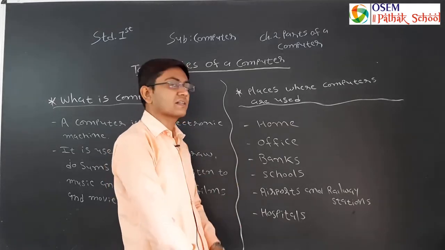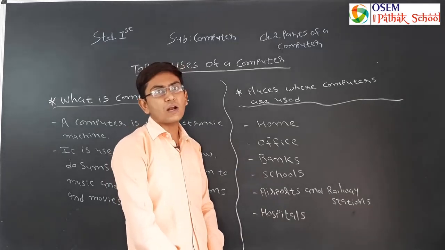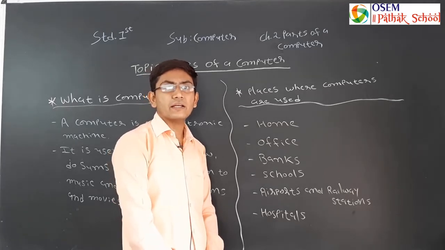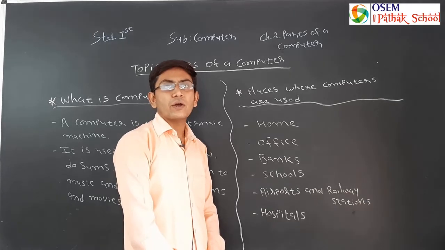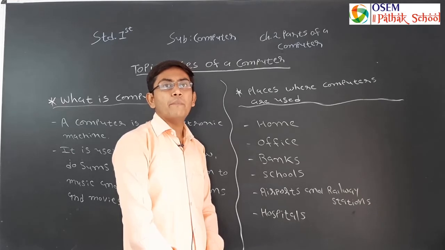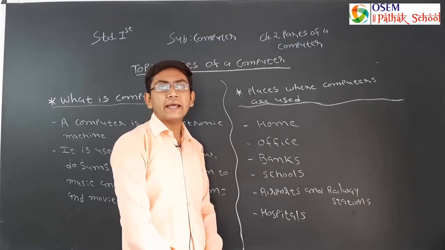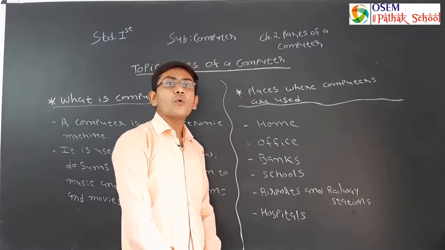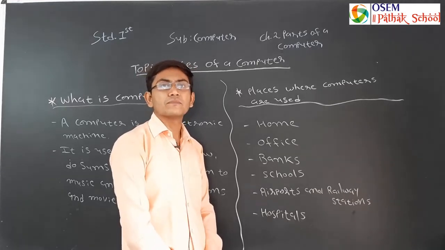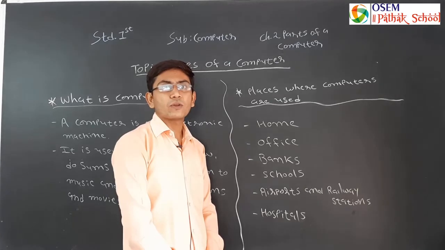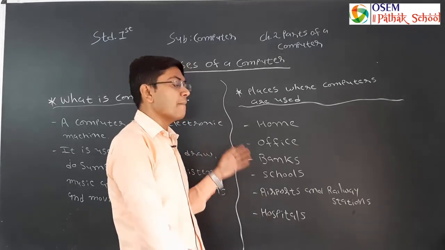Next is banks. Banks also use computers. But what is a bank? A bank is a place where you can withdraw and also deposit your money. Banks use computers to maintain accounts of their customers. With the help of ATM machine, you can also withdraw and deposit your money. So this is one type of computer. So we can say computers are used in banks.